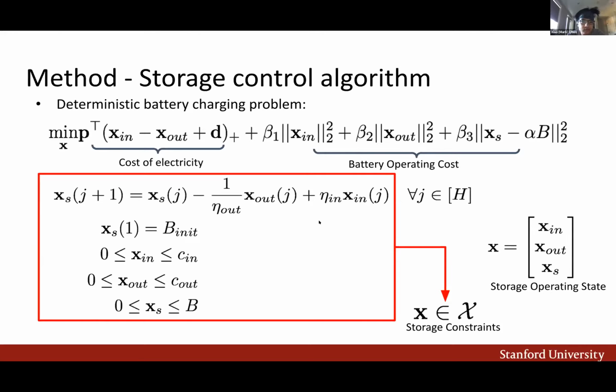Here the constraints are pretty straightforward as well. They pretty much follow the dynamics of the battery. The next time step state of the battery equals the previous time step minus the discharge amount plus the charging amount, and eta here is the efficiency. This is followed by some capacity constraints of the battery.